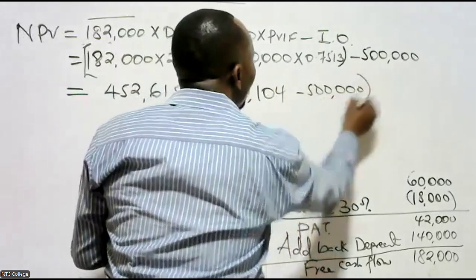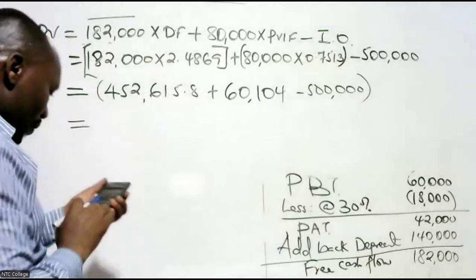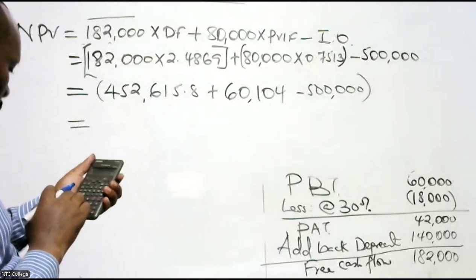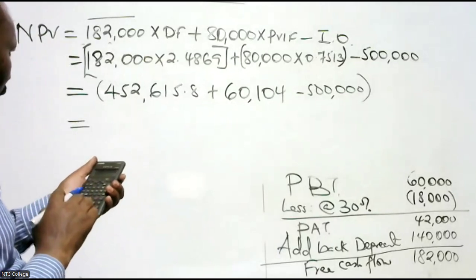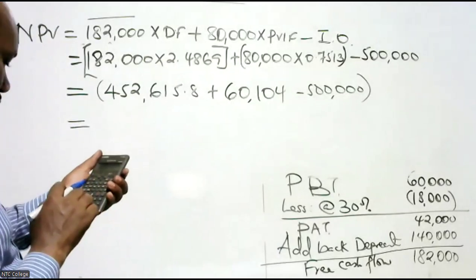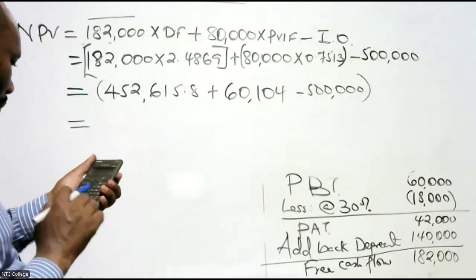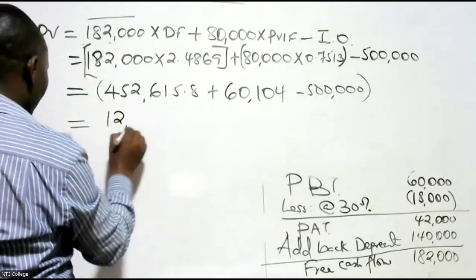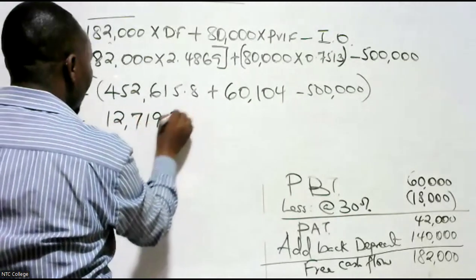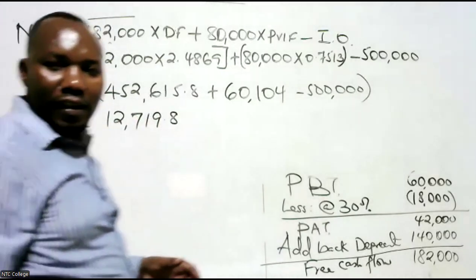Can somebody try and tell me what is the NPV, the value of NPV? So we take this plus 452,615.8, 16.8 minus 500,000. Seems that the NPV is 12. Then we agreed yesterday.